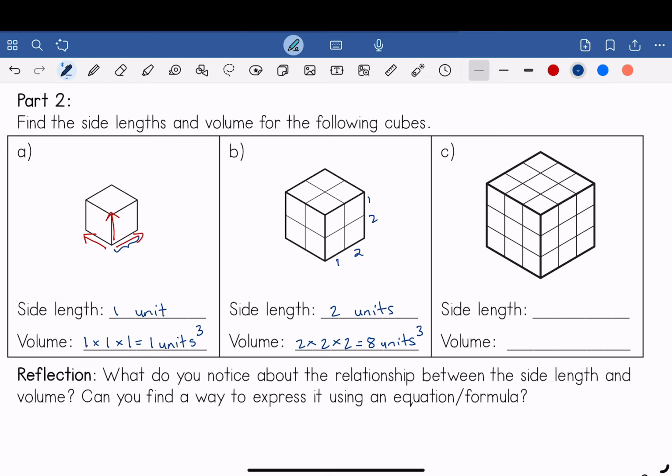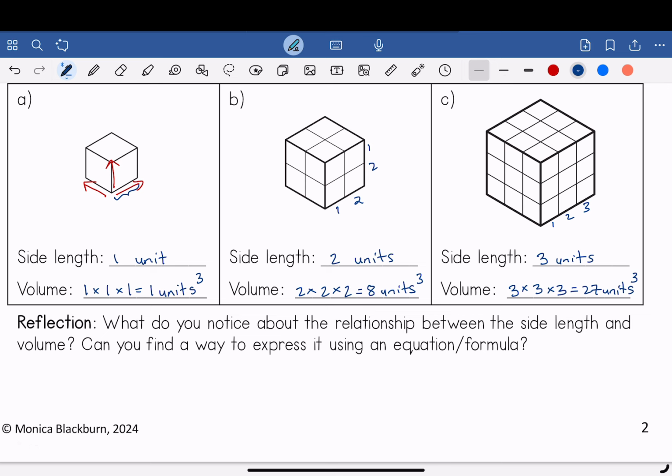And finally, C, the side length here is 1, 2, 3. 3 units. Therefore, the volume is 3 times 3 times 3, which equals 27 units cubed. Reflection. What do you notice about the relationship between the side length and volume? Can you find a way to express it using an equation or formula?